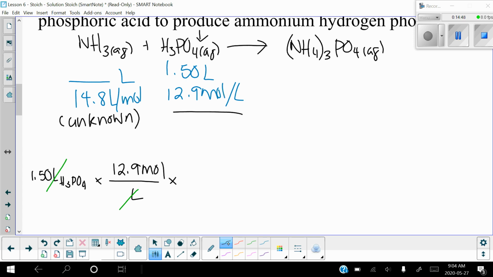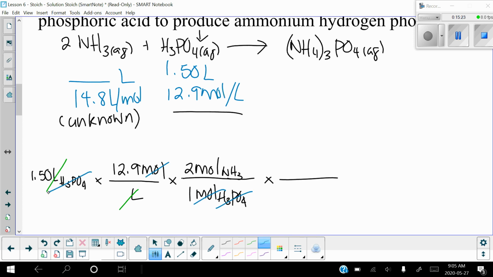Then, once we have moles, you're going to use mole ratio, which always reminds me I haven't balanced my reaction. So, I believe a 2 goes there. We are going to divide by 1 mole of phosphoric acid, and we are going to multiply by 2 moles of ammonium. Okay, let's see what's canceling out. Mole cancels out with moles. Phosphoric acid cancels out with phosphoric acid, and I currently have moles of ammonia.